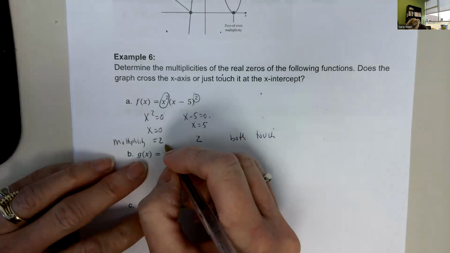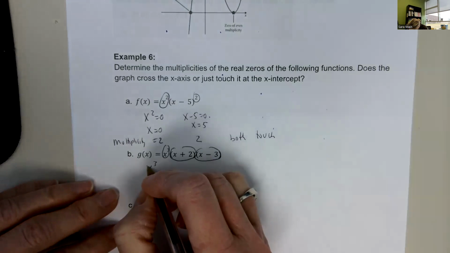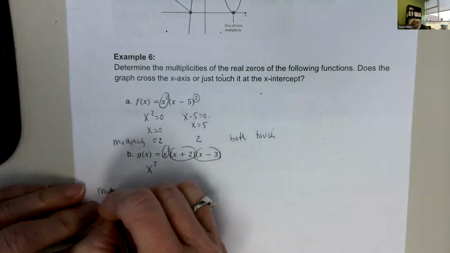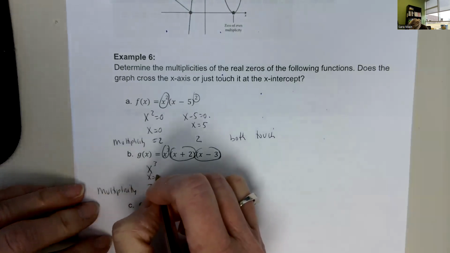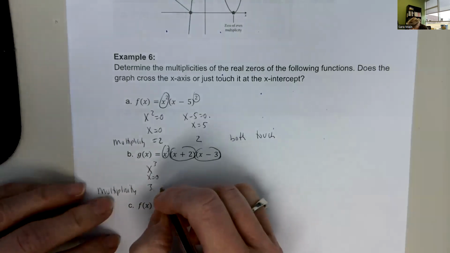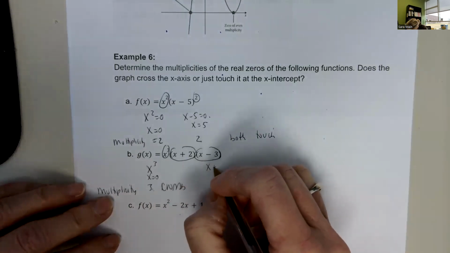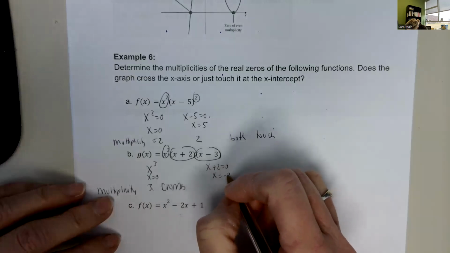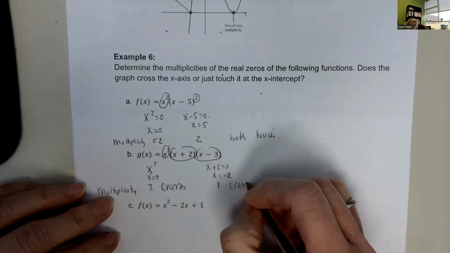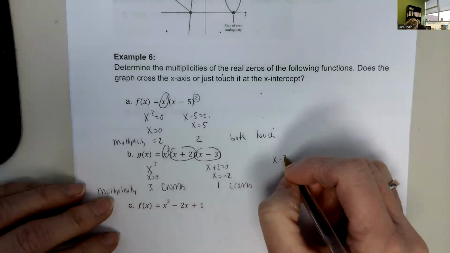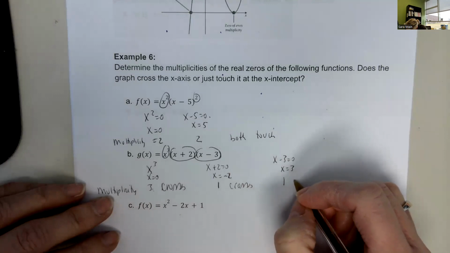For part B, we have these, and both are factors. So x cubed is odd. Its multiplicity is 3, from x equal to 0. Since it's odd, it crosses. Then x plus 2 equal to 0 is x equal to negative 2. The multiplicity is 1, so it crosses. And x minus 3 equal to 0 is x equal to 3. That multiplicity is 1, and it crosses.